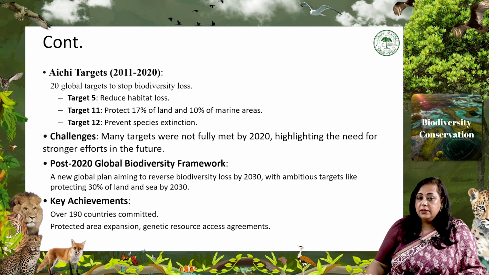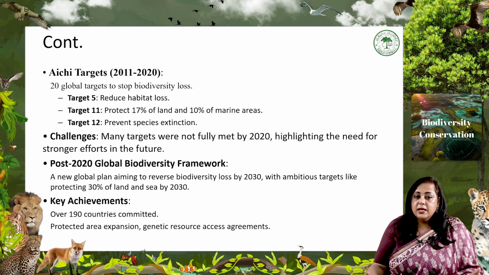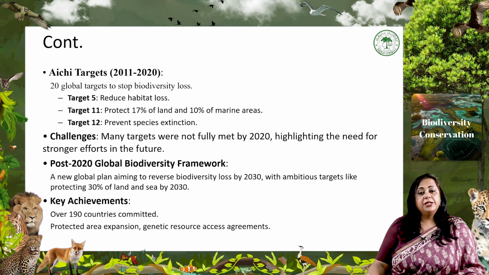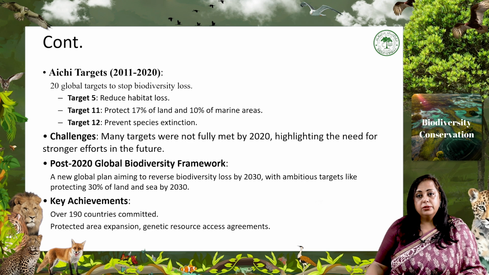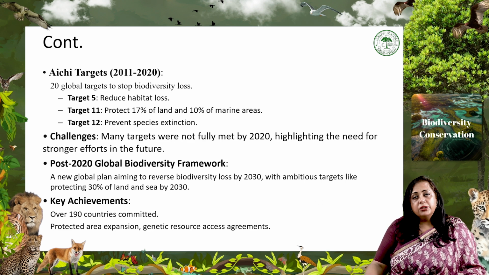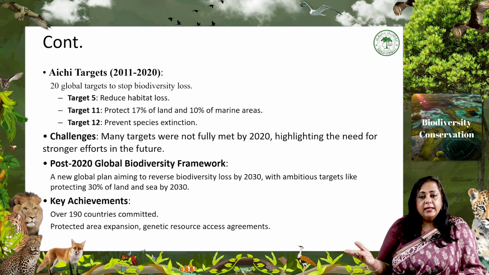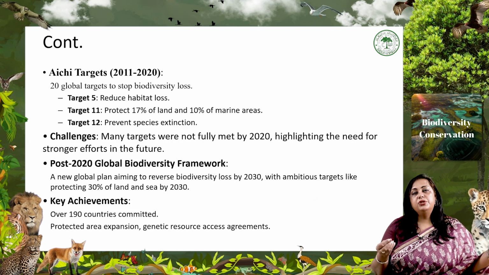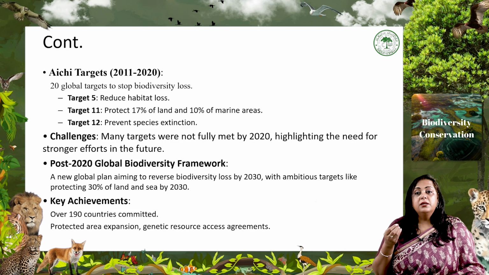Then there were the Aichi targets in 2010, 2011 and 2020, and actually there are 20 global Aichi targets to stop biodiversity loss. Out of the 20 global targets, 3 targets are very important. Aichi target 5, reduce habitat loss. What is happening? Because of illegal cutting and clearing of the forests for urbanization or for development of factories, we are losing the habitat. Losing the habitat means we are losing the green cover.